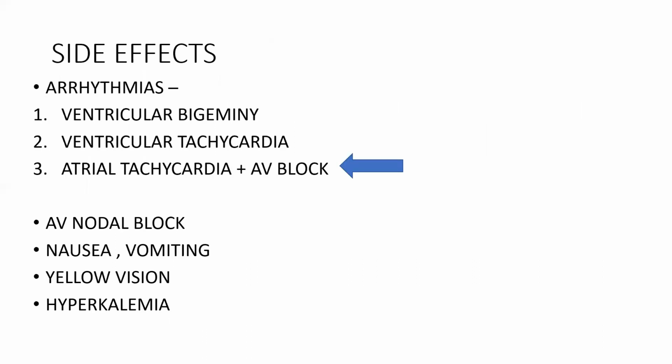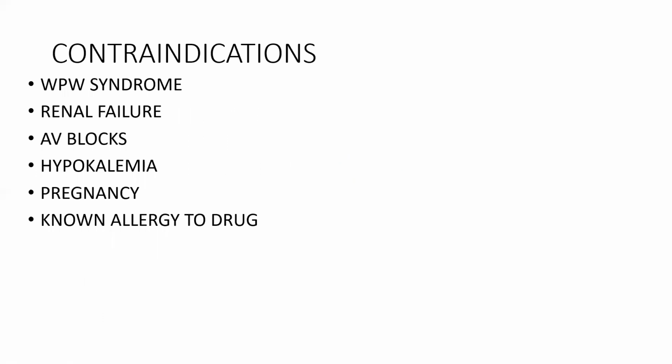What are the side effects I'm talking about? Basically arrhythmias, the most common being ventricular bigeminy, ventricular tachycardia. The one I have marked with the arrow is the most unique type of arrhythmia which occurs with digoxin, that is the atrial tachycardia plus an AV block. There's a block as well as there is a tachycardia. So super. Rest could be nausea, vomiting, yellow vision, and hyperkalemia, as I already explained.